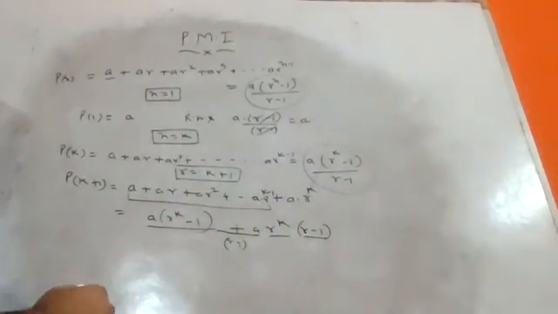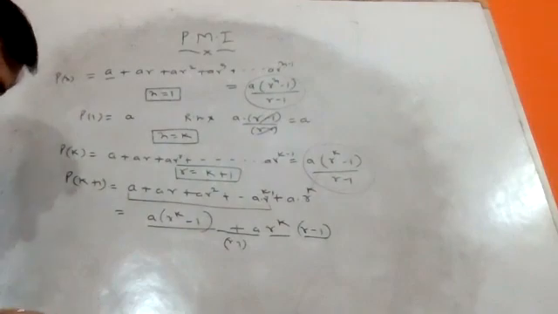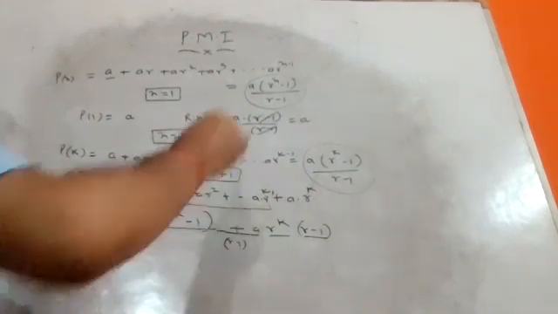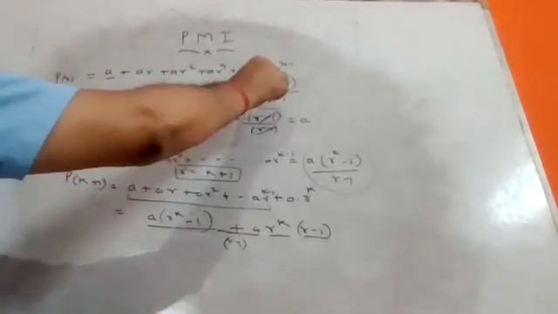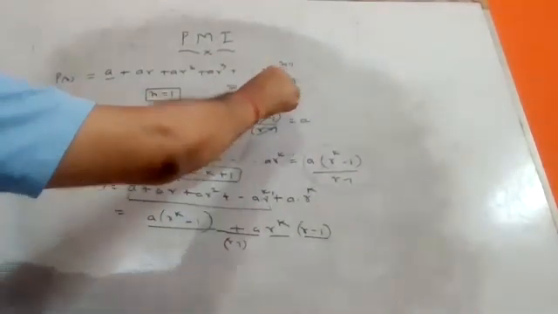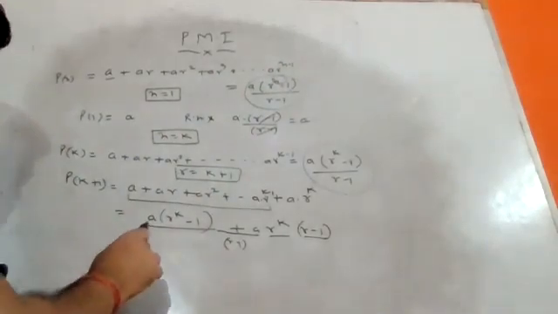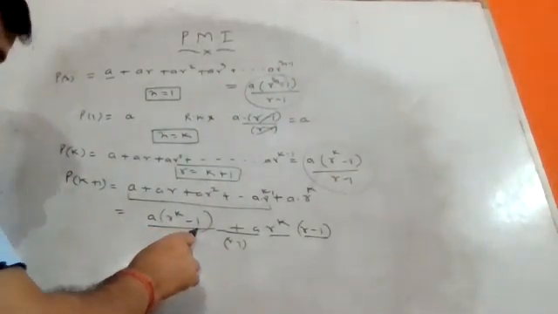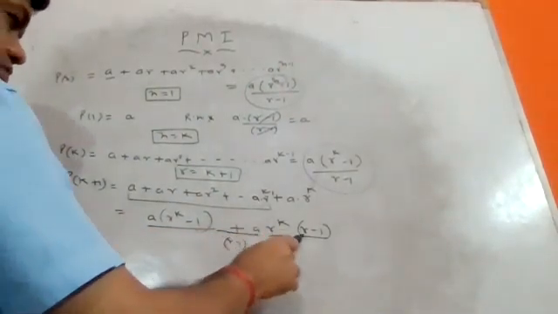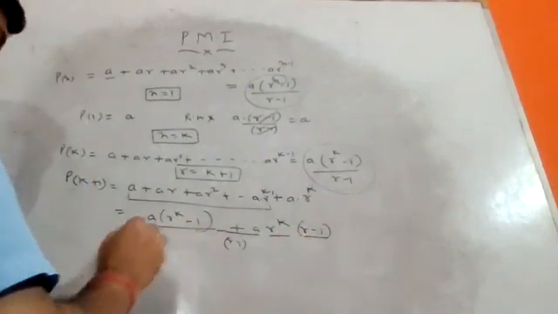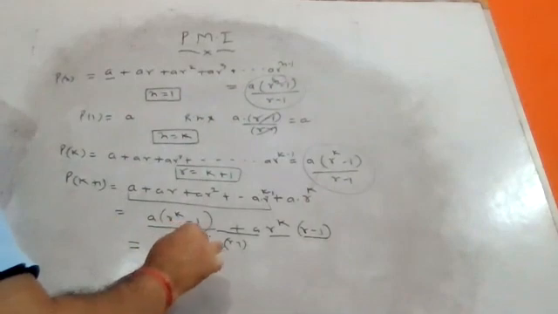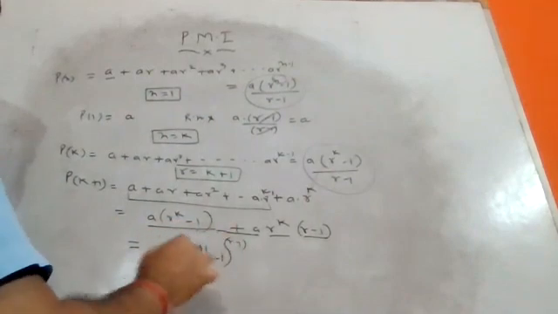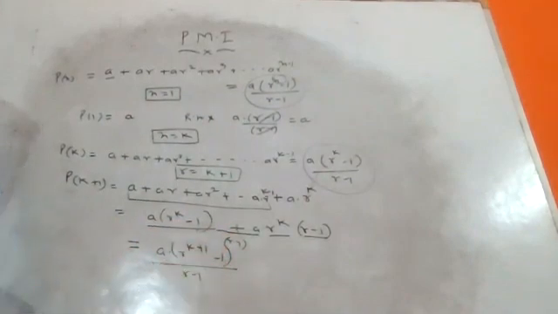Now we are going to take the LCM. Our answer will be: put n equal to K plus 1, so in place of n put K plus 1. A into R raised to power K plus 1 minus 1 upon R minus 1. So A into R to the power K minus A, multiplied this one plus this one, take A common, and you will get the solution: A into R to the power K plus 1 minus 1, whole divided by R minus 1.